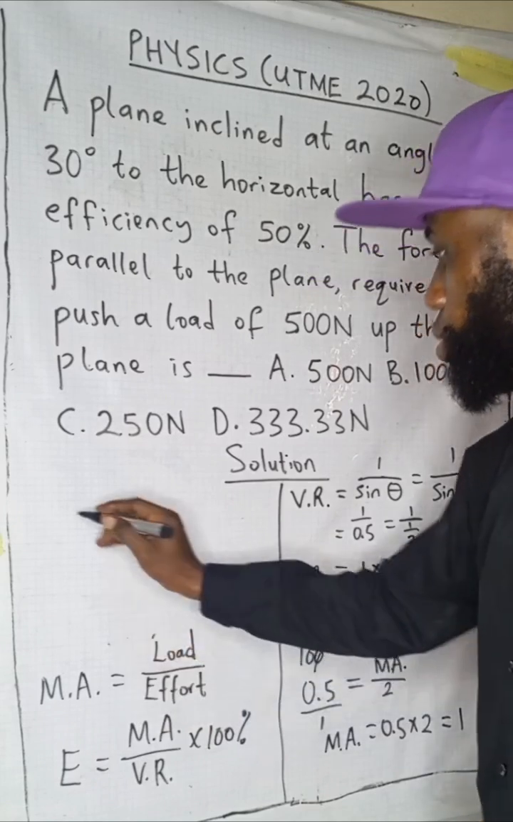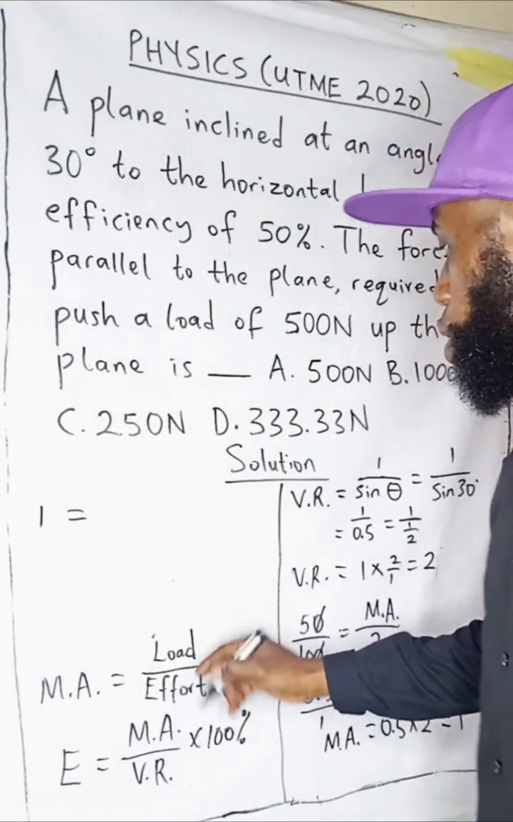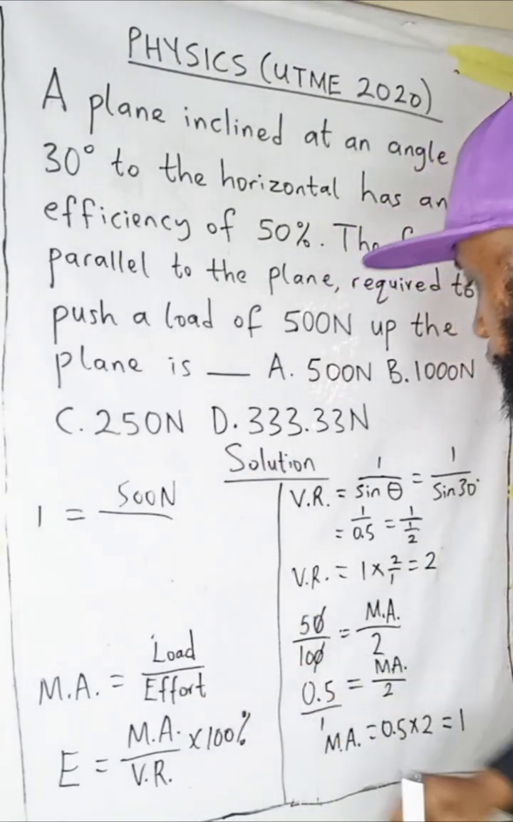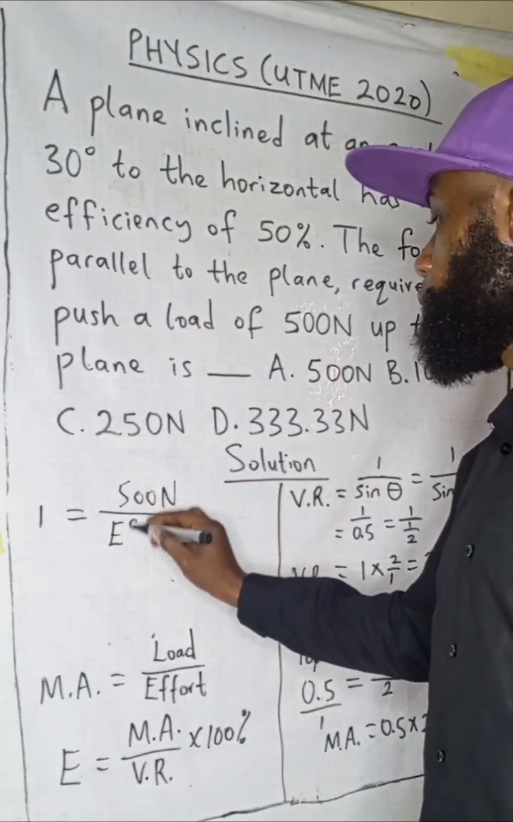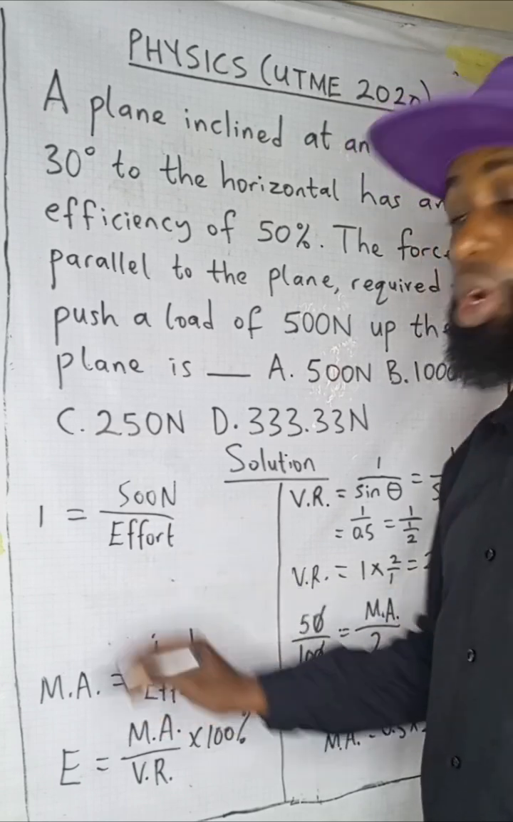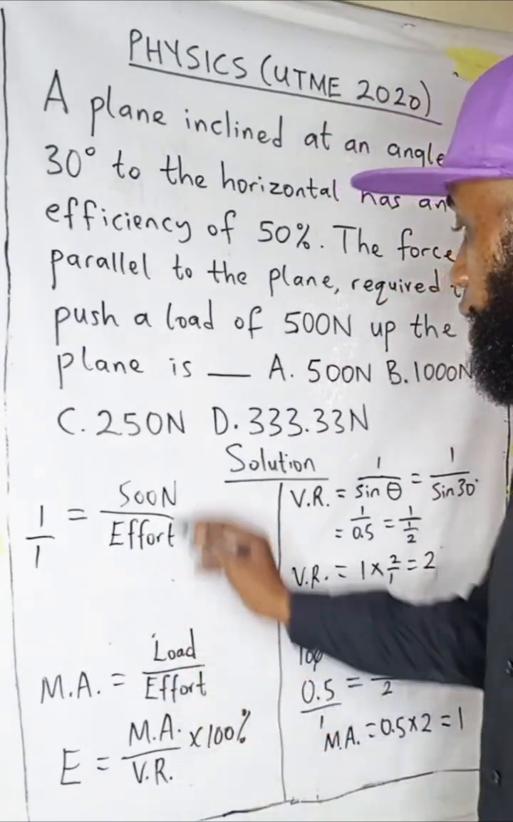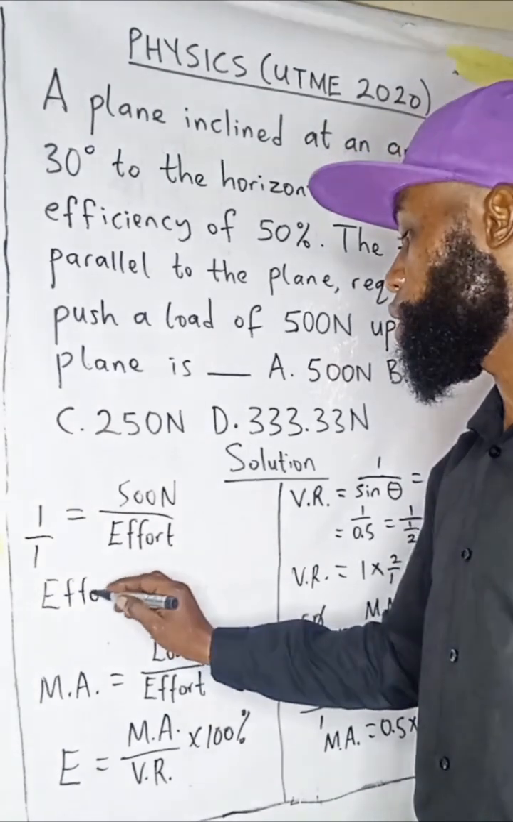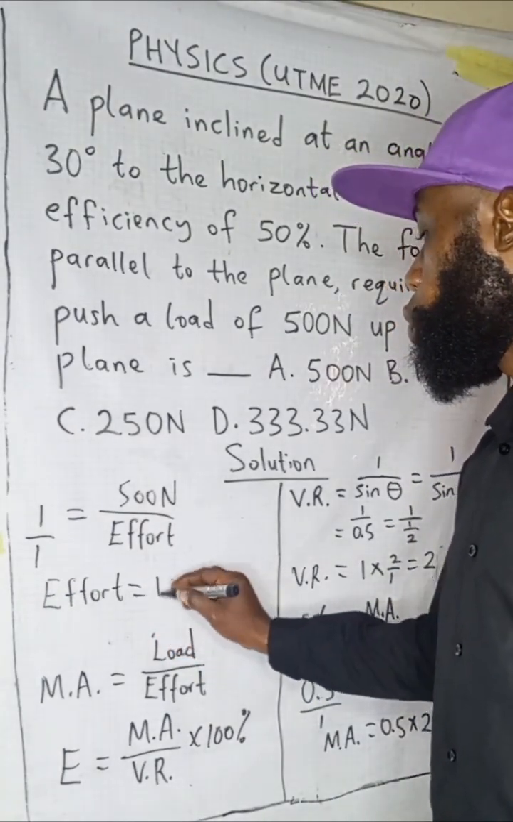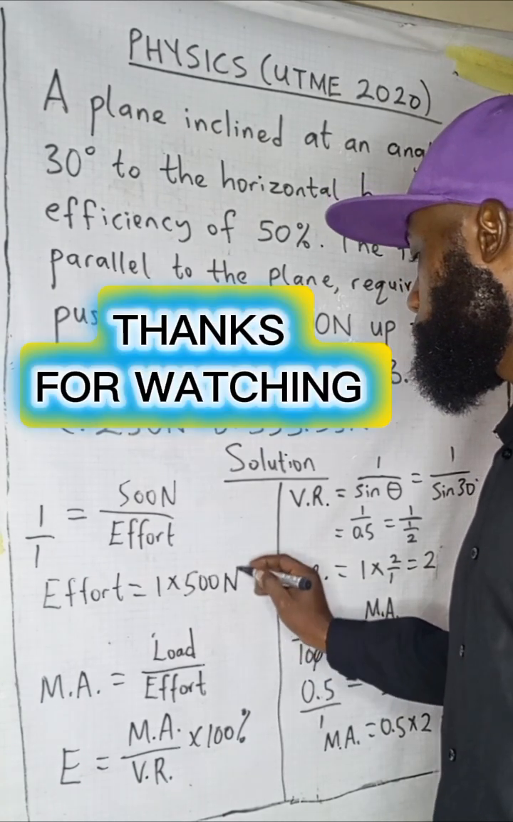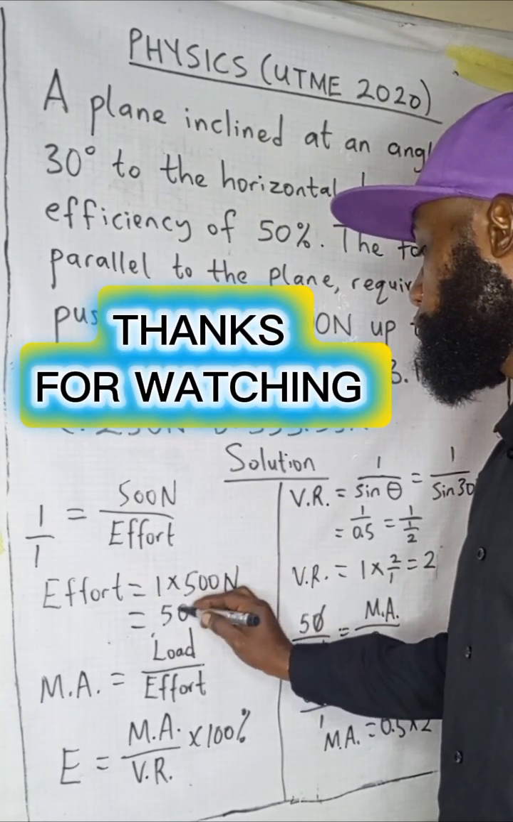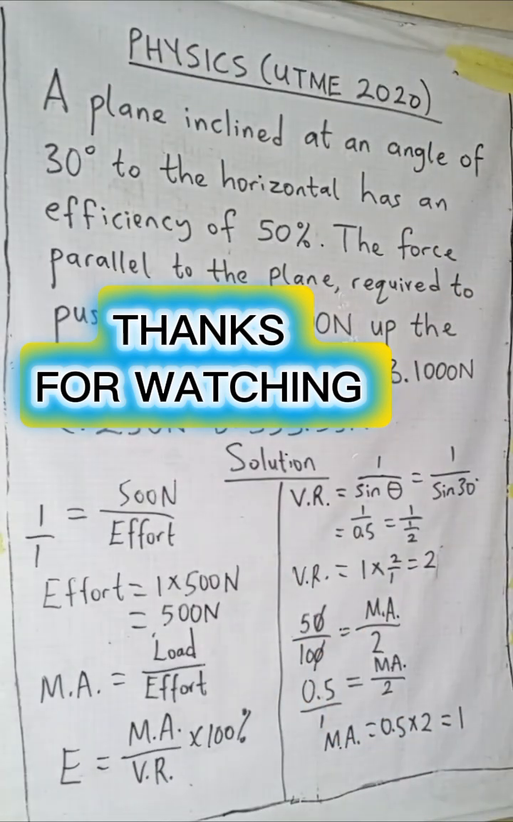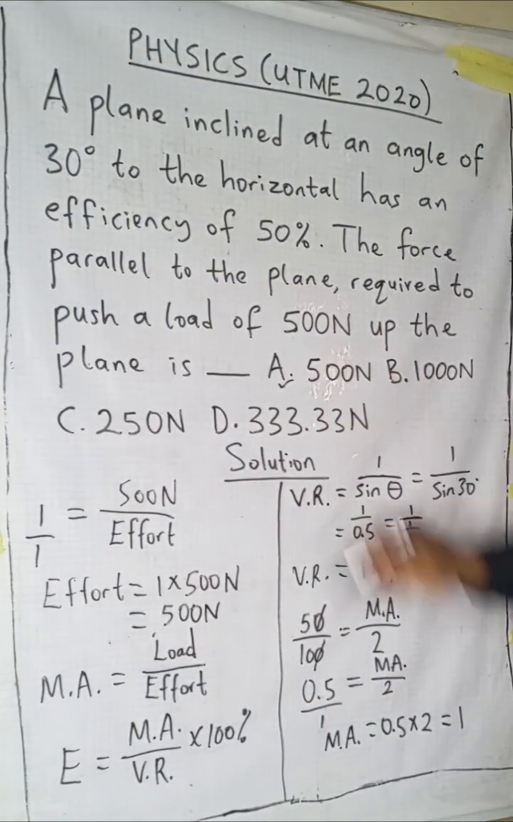So we have 1 is equal to, what's the load? 500 newtons over effort. Again, if we call this over 1, we can cross multiply. Let's go this way. 1 times effort is effort. So the effort is equal to 1 times 500 newtons, which is 500 newtons. That's the value for the effort. Very easy. And that was option A. Very cheap.